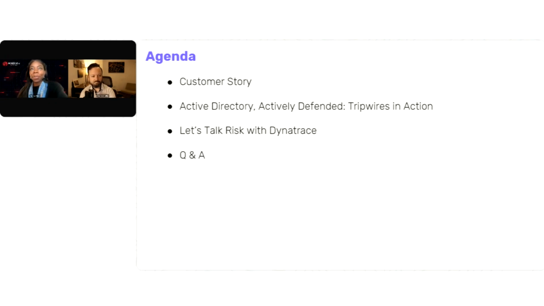Excellent. To start, let's share a little bit about the agenda for today. We're going to kick off with a little bit of a customer story, just to give you some perspective of what we can drive using Active Directory tripwires, and then we're going to show you a little bit about how you can use this in action, so you can go from Active Directory to actively defending your environment. Then we're going to talk risk in a live panel featuring Dustin, myself, and Eric. This is meant to be interactive throughout, so please feel free to ask questions at any point in time.